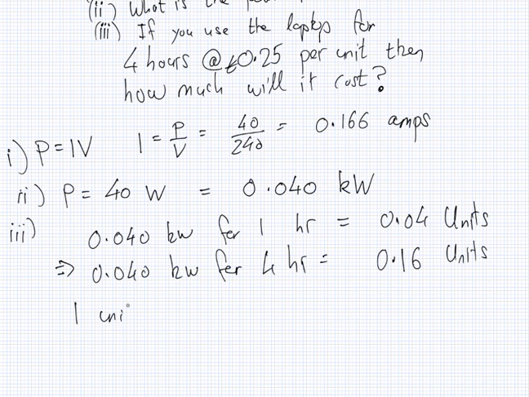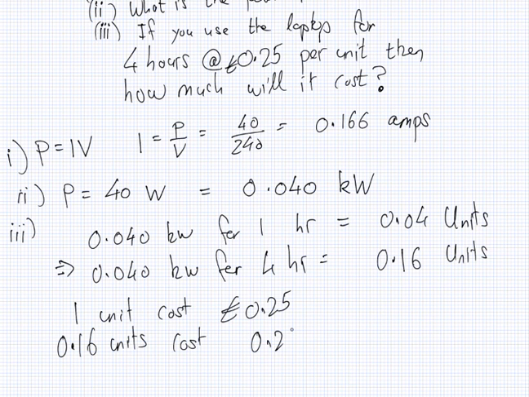1 unit costs 25 cents. So then 0.16 units costs 0.25 multiply 0.16. What's that now? 0.04. So 4 cents. Yeah, it's not so much. Is that okay? It's not too difficult, I hope.